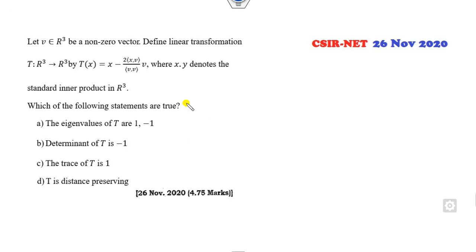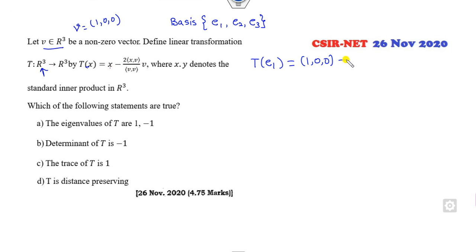Okay, look at another one, which is similar to the previous question. You have to define the matrix V. V, I can consider, is (1, 0, 0). X is an element of R cube, so I can choose the basis E1, E2, E3. What is T of E1? It's E1, (1, 0, 0), minus the standard inner product, the dot product of X and V. The dot product is 1, and V is a unit vector, so it's 1 times V, (1, 0, 0). So the answer is (-1, 0, 0).